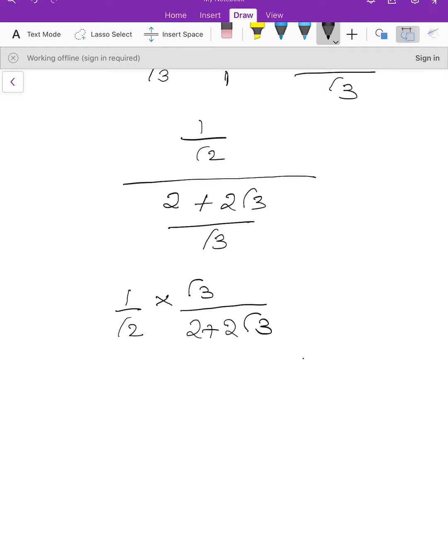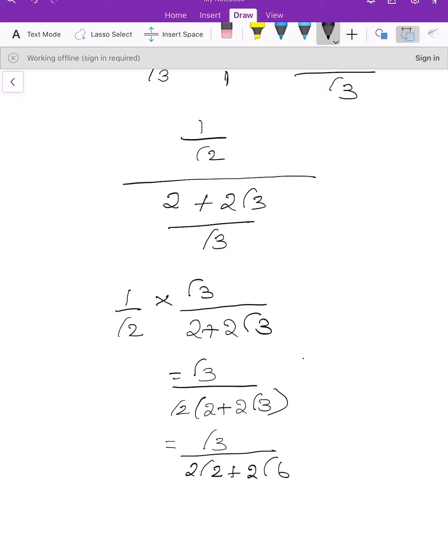When I multiply it, I'll reciprocate it. So 1 into root 3 is root 3 by root 2 into 2 plus 2 root 3. I'll multiply this inside, so it is root 3 divided by 2 root 2 plus 2 root 6.